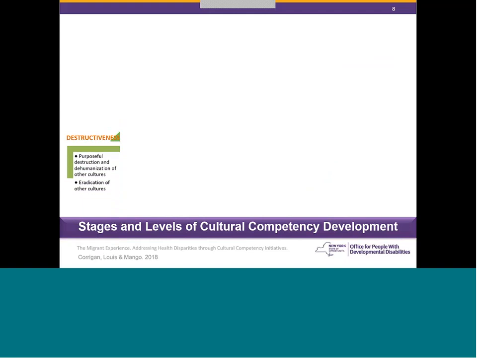Next are those 6 levels of cultural competency. The 6 levels illustrate how cultural competence can be developed in a progression that starts in destructiveness and ends in proficiency. The goal is to have care managers work through the necessary levels to ultimately achieve proficiency. Not everyone actually starts at level 1.